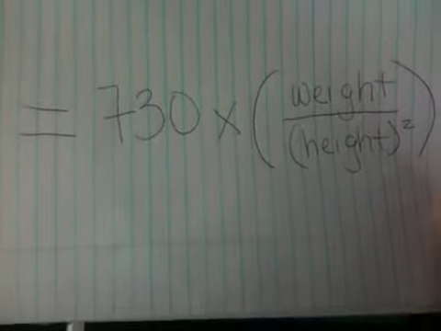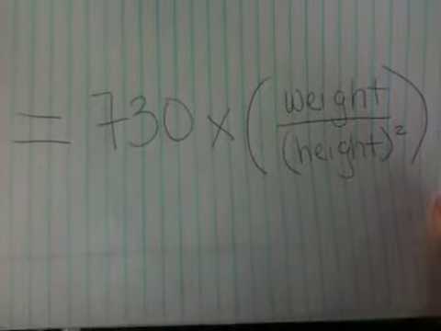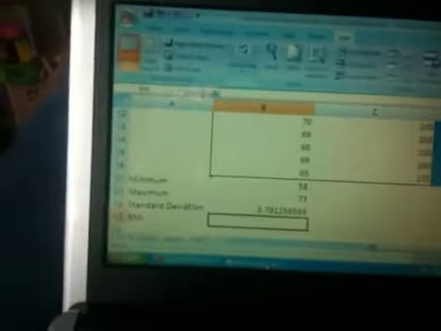So let's actually put this into Excel, and this is exactly what you're going to do. So let's pop back to Excel. And again, you can do any equation in Excel you want. You really can. You don't have to use the actual functions they have. You have plus, minus, times, divide.